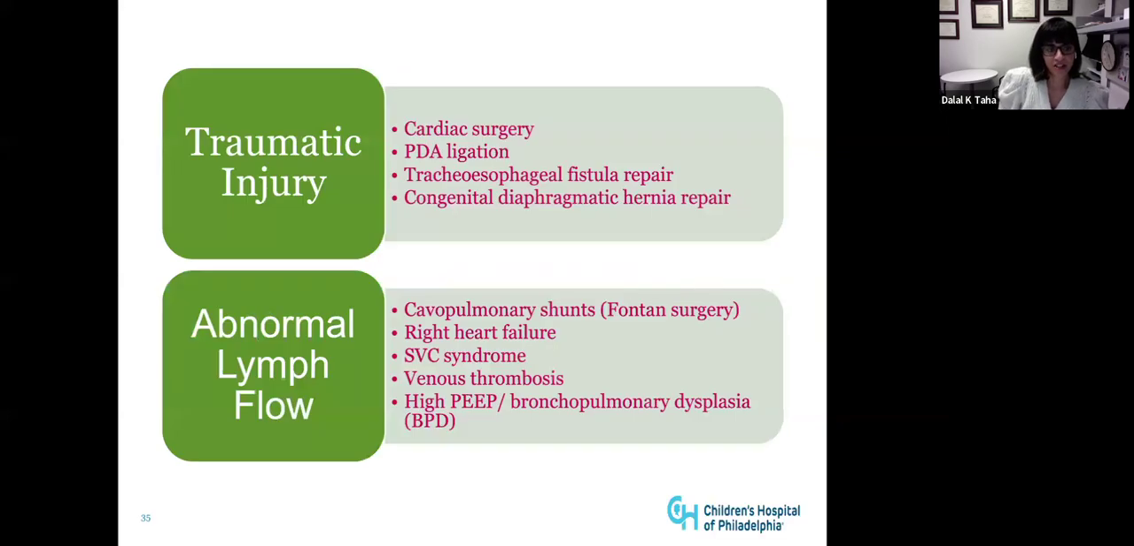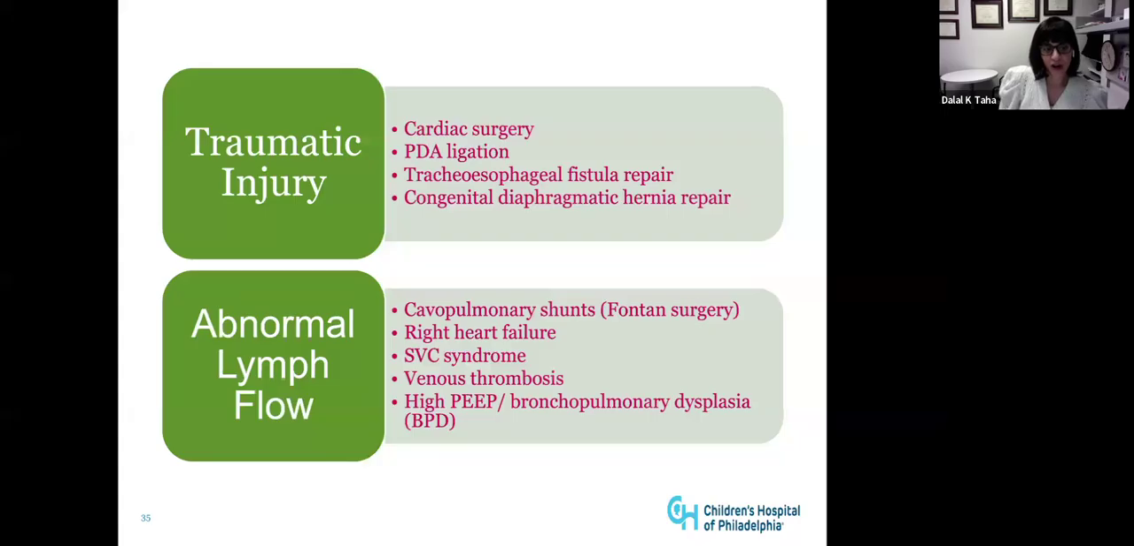So there's a couple of ways in which acquired lymph disorders come about. So traumatic injuries, obvious. There's cardiac surgery. We used to do PDA ligations. We would often see chylothorax occur after that, TEF repair, CDH repair, anything that's going in the chest that can injure the thoracic duct can result in a chylothorax or acquired injury. Typically, these are medically managed, meaning low fat diet and time for healing, and it usually resolves on its own without any other intervention.